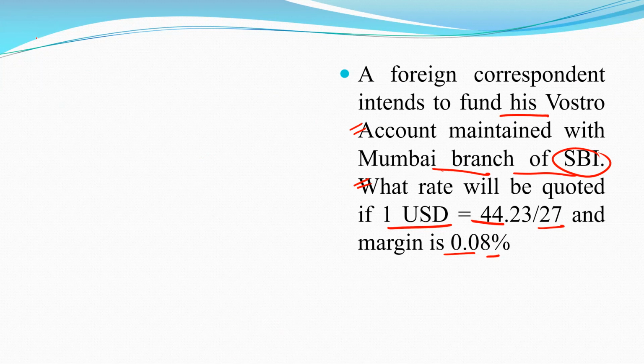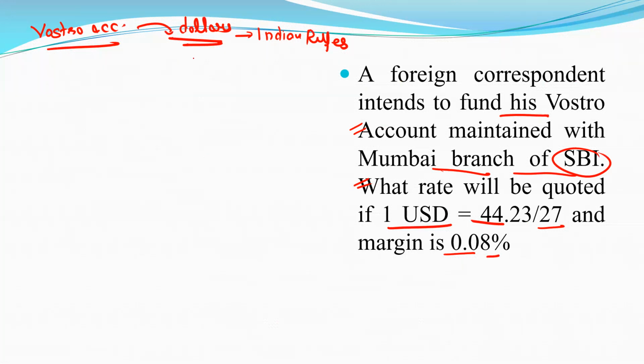Here that person intends to fund his Vostro account. Mainly they are sending dollars. Basically, a Vostro account is maintained in Indian rupees. So we have to buy dollars.